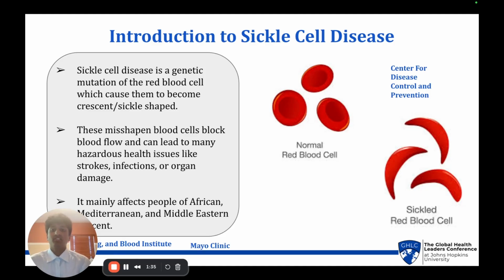These misshapen blood cells block blood flow and can lead to many hazardous health issues like strokes, infections, or organ damage, but they can moreover lead to death if left untreated. It mainly affects people of African, Mediterranean, and Middle Eastern descent.